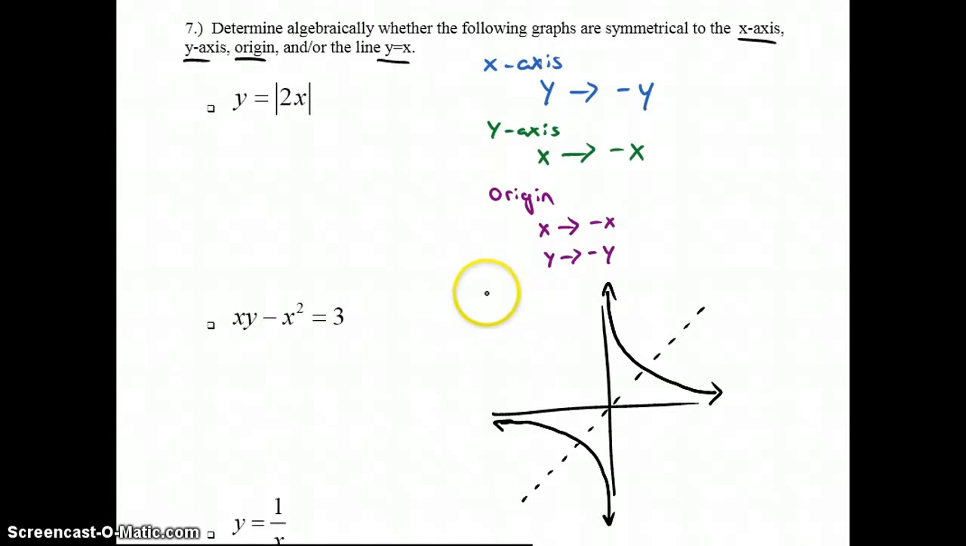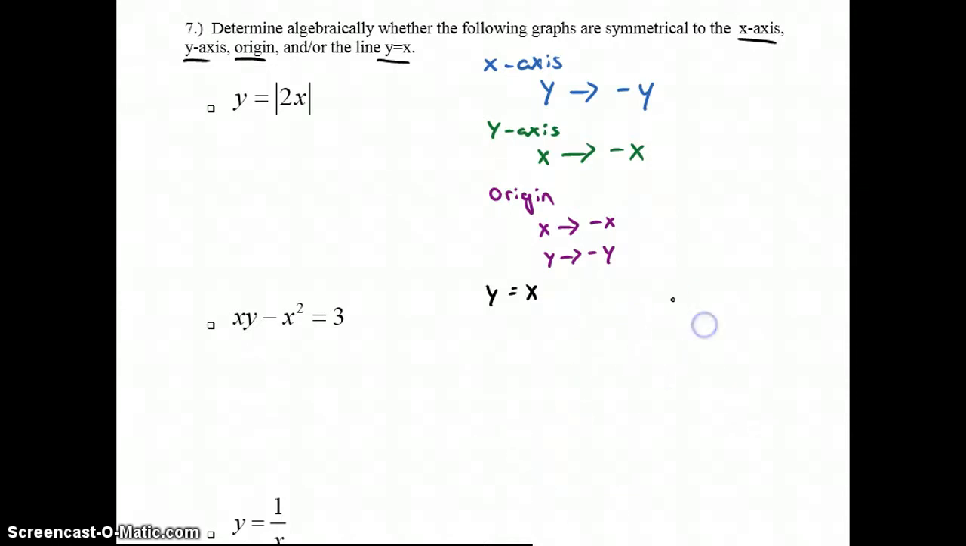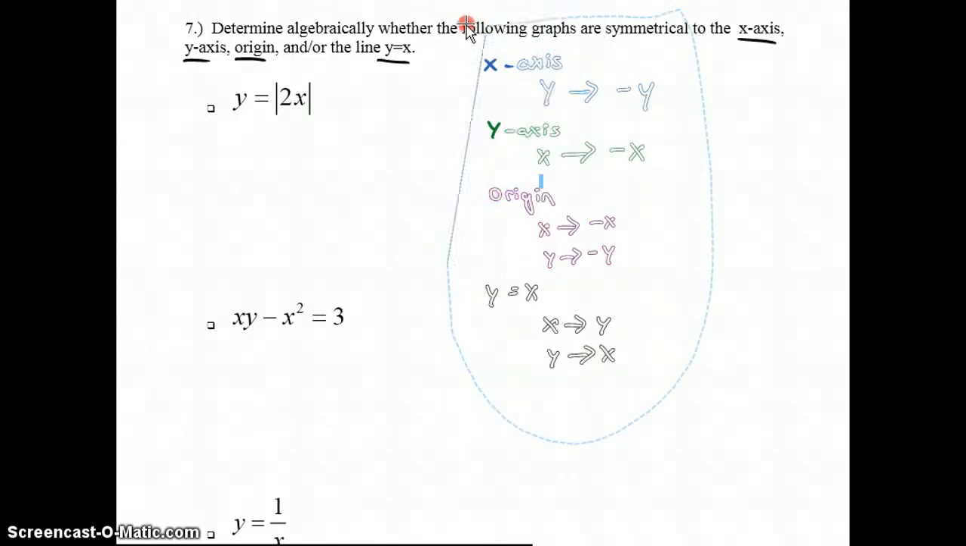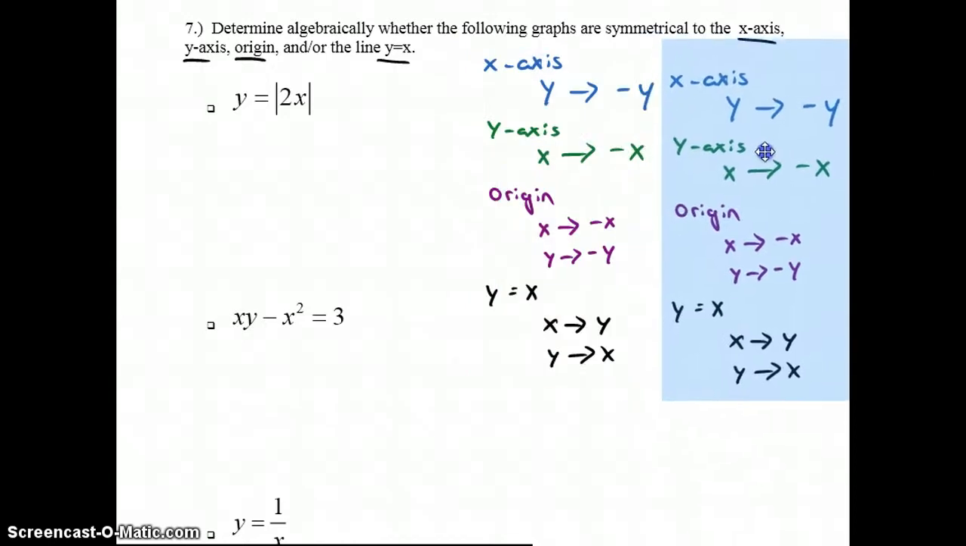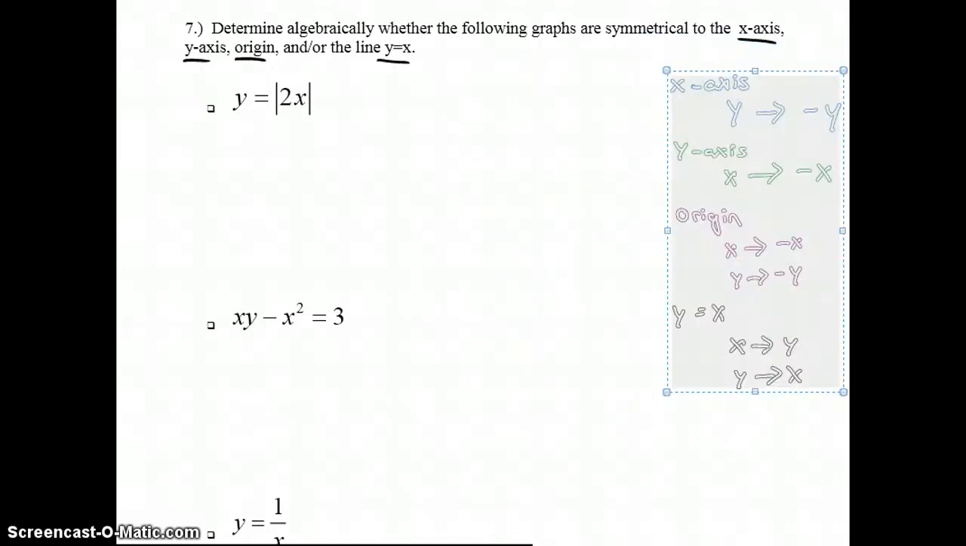So the line y equals x, to test that symmetry, well, all of your x's become y's, and all of your y's become x's. And again, if you get back to where you started, that means that the function is its own inverse. By reflecting over that line, you're back to what you have. So, here's the 4 sorts of symmetry that you can use. Let's put that off to the side. And let's start testing them.